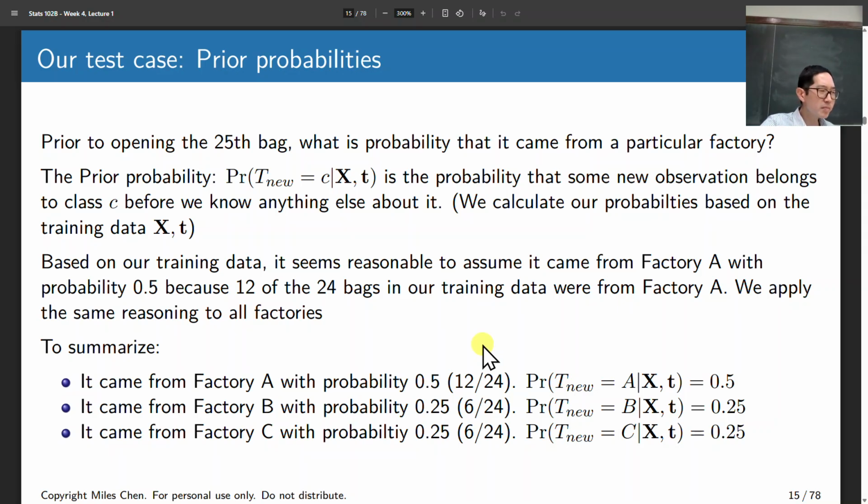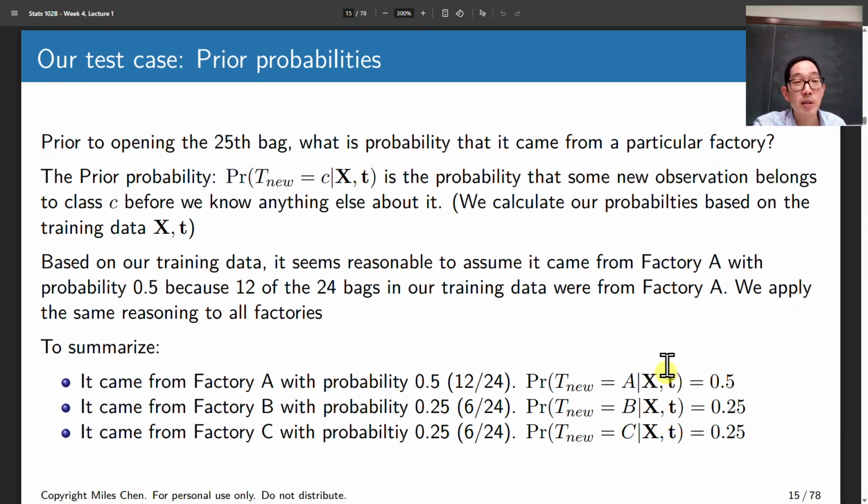Before we even opened the bag, we could have asked: if you just had to guess, based on what we've seen from the other bags and which factories they came from, which factory do you think it came from? We would say our prior probability for factory A would be 50%, for factory B 25%, and for factory C 25%. So I have 0.5, 0.25, and 0.25.